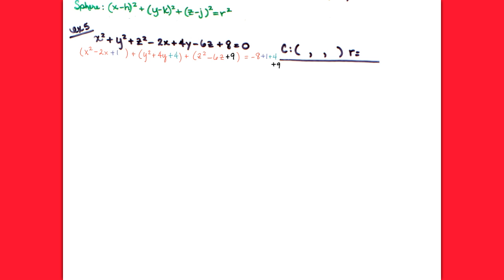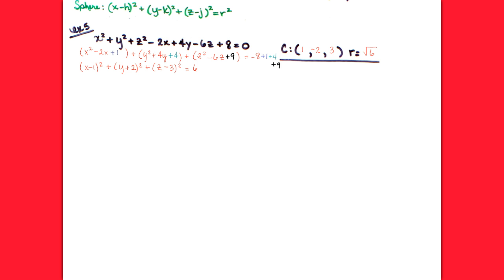So if we've done this correctly, we have created a perfect square here, a perfect square here, and a perfect square here. So let's write them in their factored form. This is x minus 1 squared, this is y plus 2 squared, and this is z minus 3 squared. And then we can combine our constants on the right-hand side. Alright, so now I have it in standard form. Now I just need to know what my center and my radius are. So what is my center? 1, -2, and 3. Yes, 1, -2, 3. And what's my radius? Square root of 6.